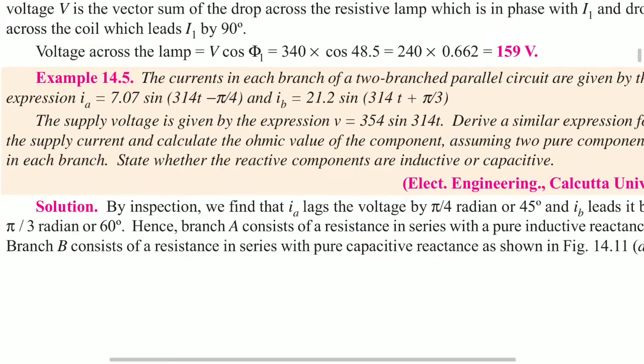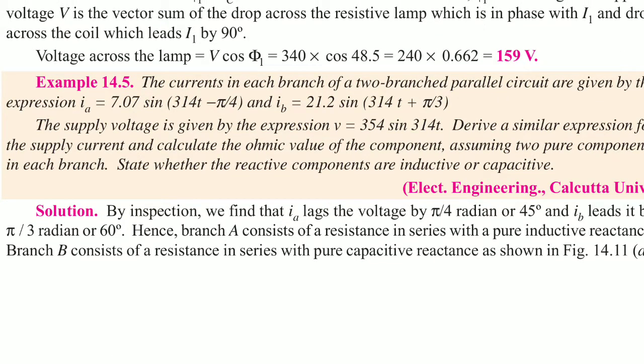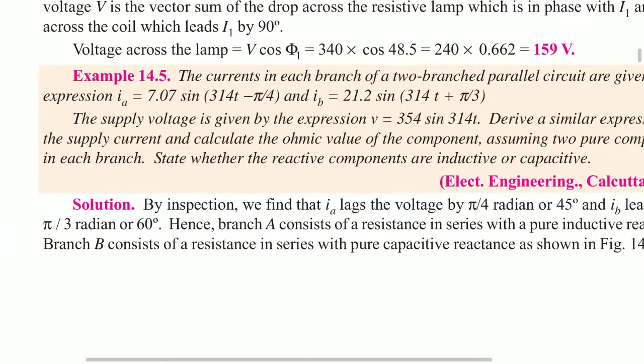The current in each branch of a two branched parallel circuit is given by the expressions IA is equal to 7.07 sine (314 t minus pi by 4), and IB is equal to 21.2 sine (314 t plus pi by 3).